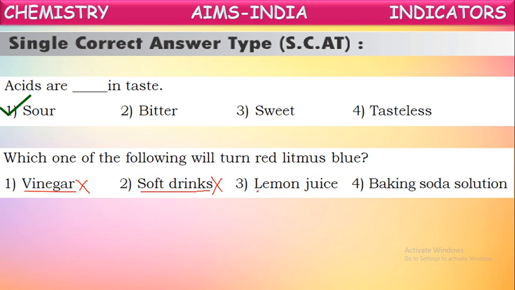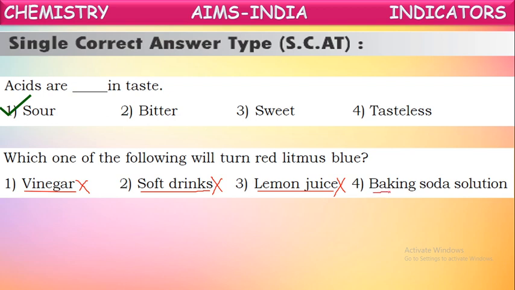If we see lemon juice, what is it containing? Lemon juice contains different acids like citric acid, and one more, ascorbic acid, which we generally call vitamin C. So ascorbic acid and citric acid are present in lemon juice. As it contains acids, it also turns blue litmus red, but it cannot change red litmus to blue.